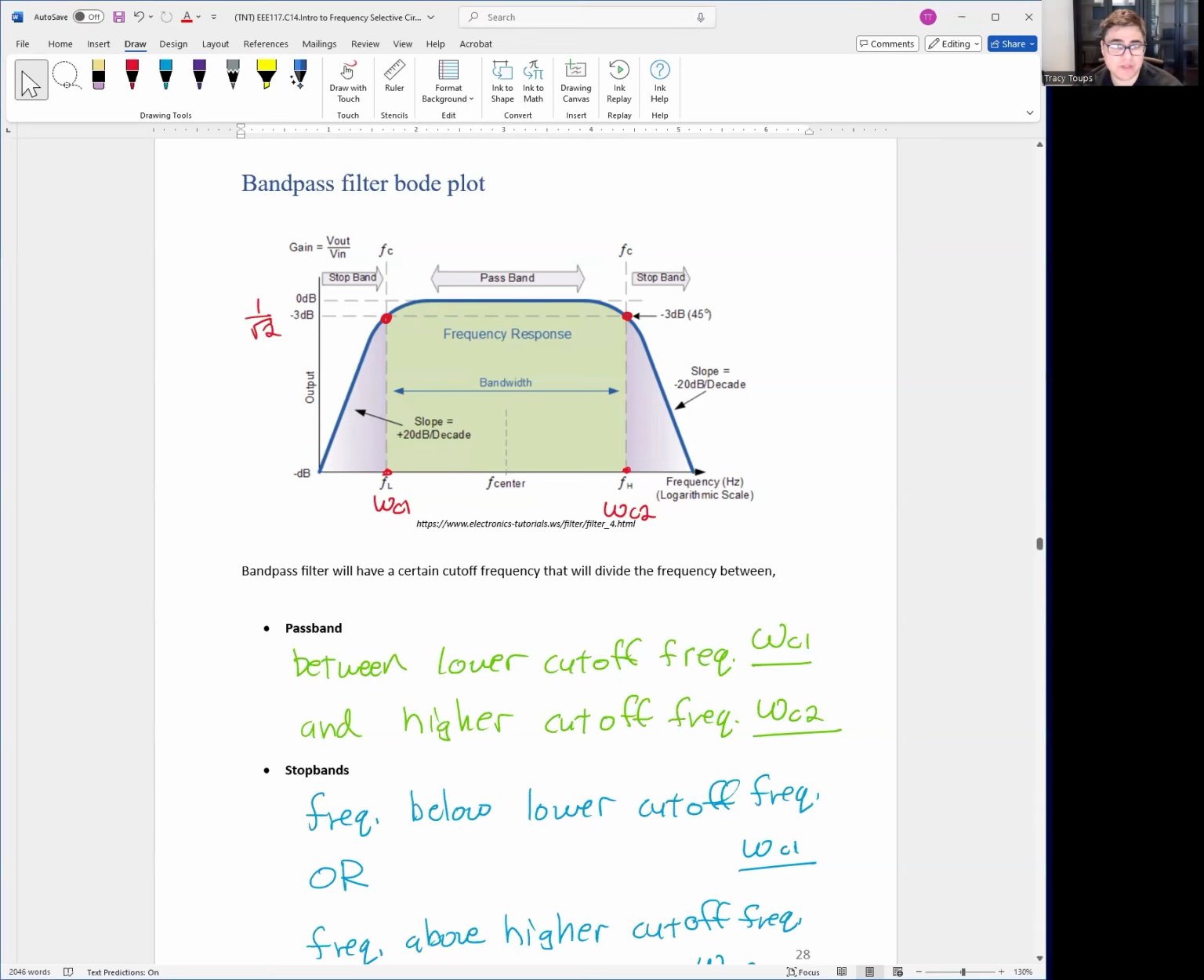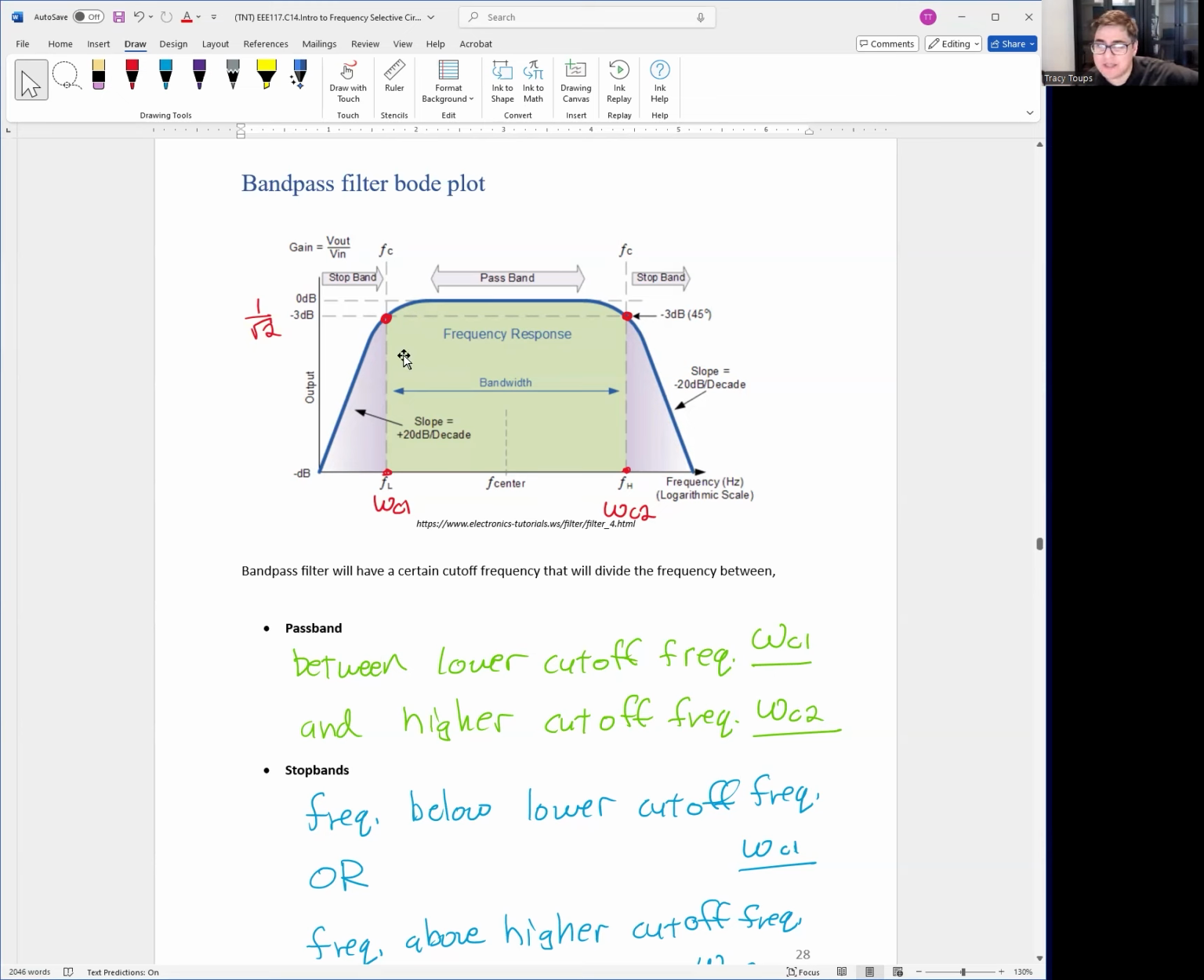So last time we talked about the low pass and high pass filters. Today we're going to cover the other two, called band pass and band reject filters. So let's go ahead and start talking about band pass.